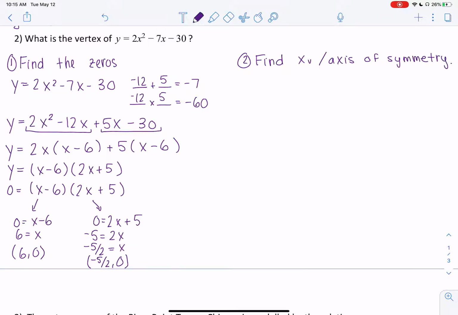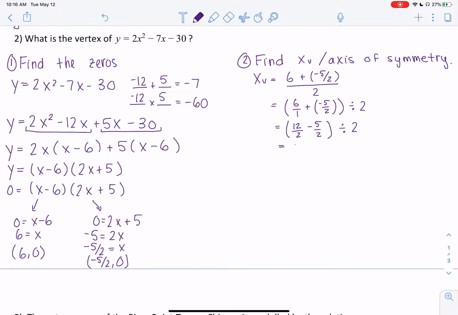So what I'm going to do is I'm going to add my two zeros together and then divide them by 2. So I'm just going to rewrite it a little differently. So we have 6/1 plus -5/2, and I'm just going to write it out like this, and you'll see why in a moment. So let's make some common denominators. We'll have 12/2 minus 5/2, all divided by 2.